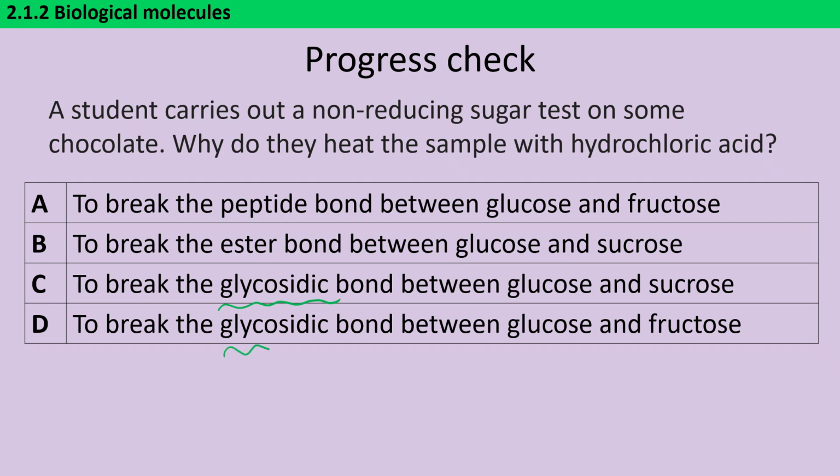So either our answer is going to be C or it'll be D. The question then is, what are those bonds between? We've got the options of glucose and sucrose or glucose and fructose. We know that in chocolate there's going to be sucrose, and sucrose is made of glucose and fructose monomers. So therefore our correct answer is going to be D.